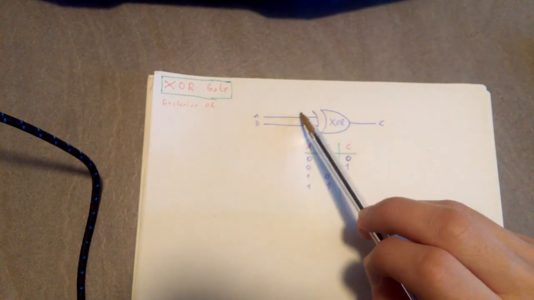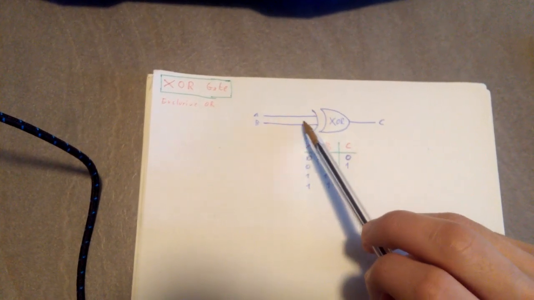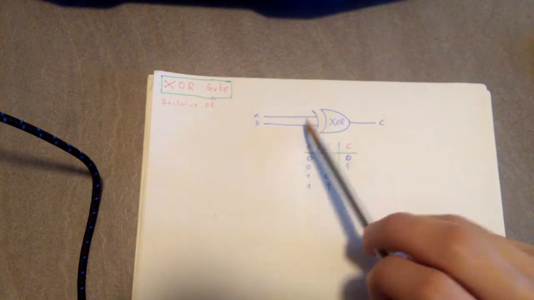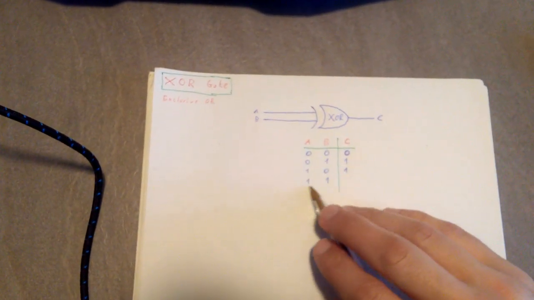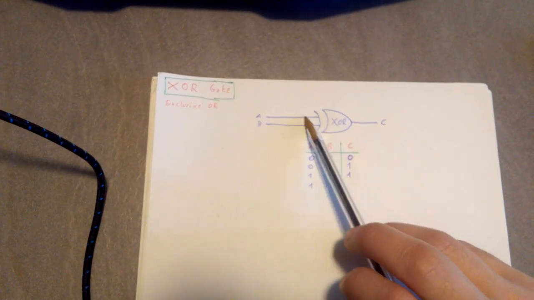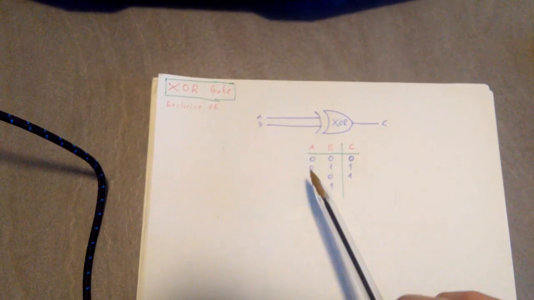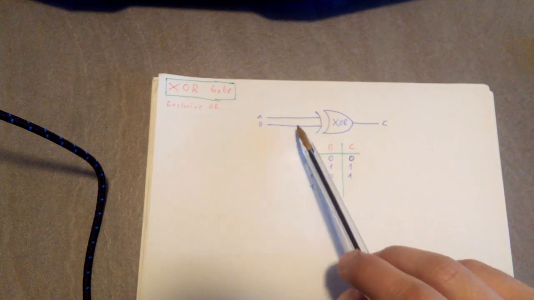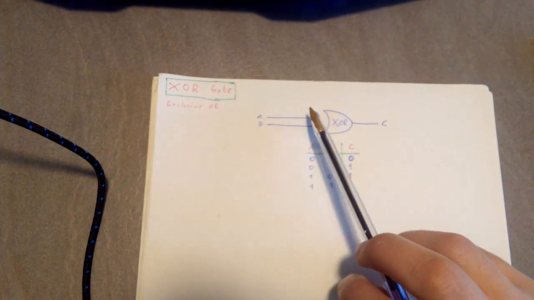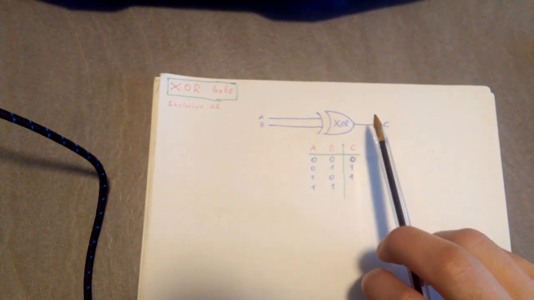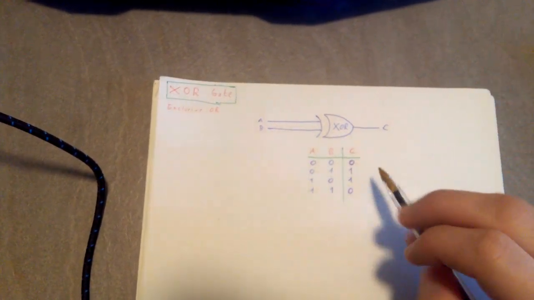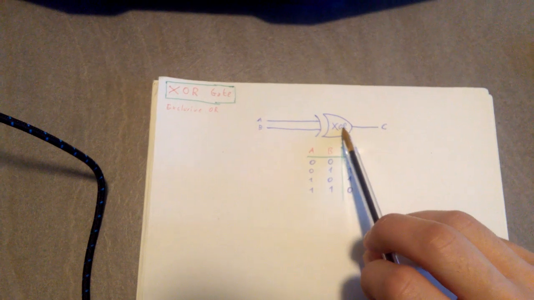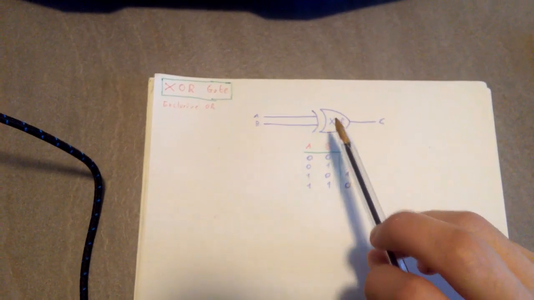Just like that, if A this time is 1, but B is 0, so A is high voltage, B is low voltage, the output is still going to be 1. But notice here, if we have both A and B to be 1, so both A and B are with high voltage, then C is not going to have a high voltage, it's going to have a low voltage, because this is not an OR gate, it's an XOR gate, it's exclusive.